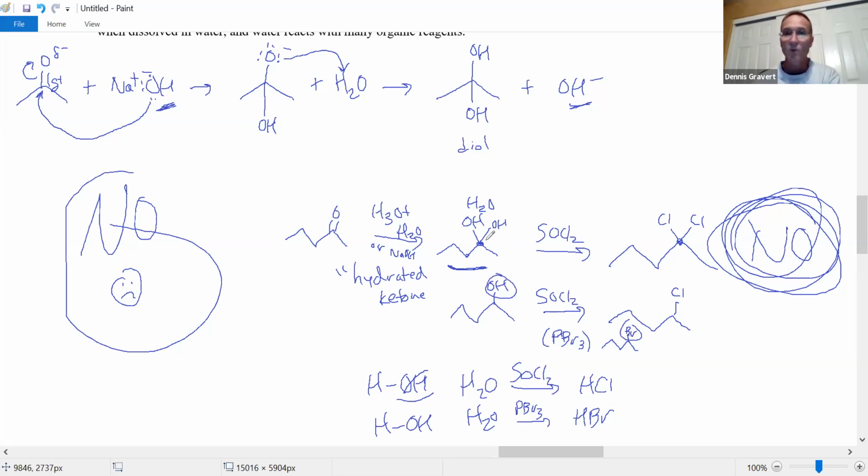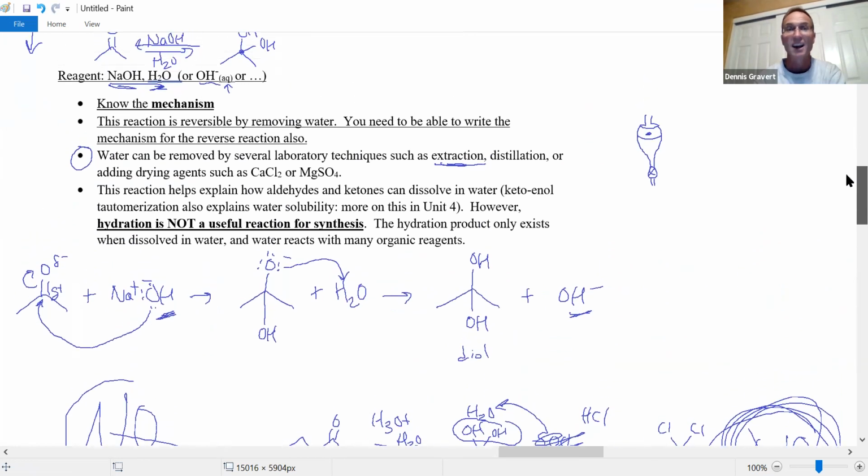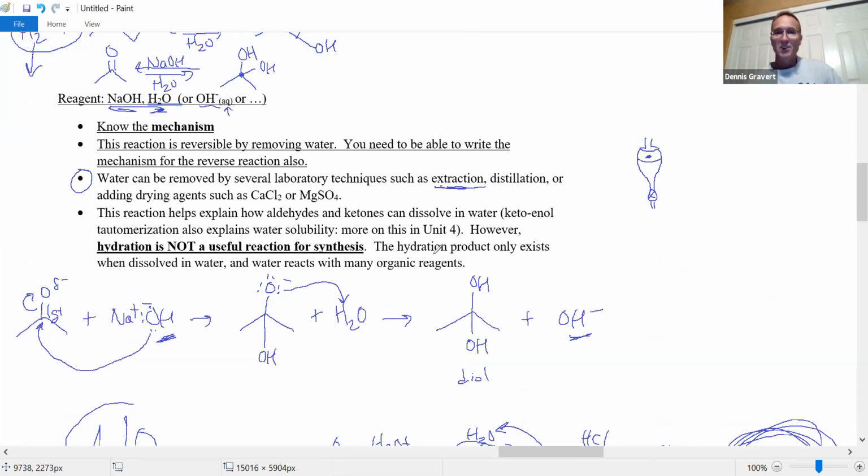So when you say, oh, wait, but there's two alcohol groups, shouldn't I get two halides? Nope, because there's also water in the reaction, and the water is more reactive than this diol. The thionyl chloride is going to go after this and turn it to HCl, and all this will go away, and it won't react with this. Doesn't work. Thionyl chloride and PBr3 are not the only reagents that react with water. So in general, you cannot use a diol for synthesis. I'm sorry, a geminal diol. A hydrated ketone or aldehyde. Hydration is not a useful reaction for synthesis.